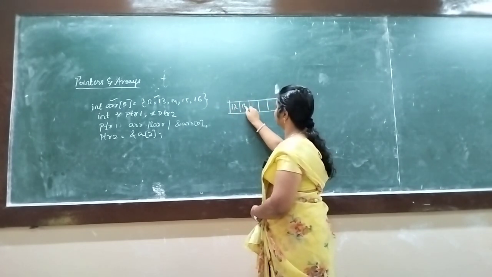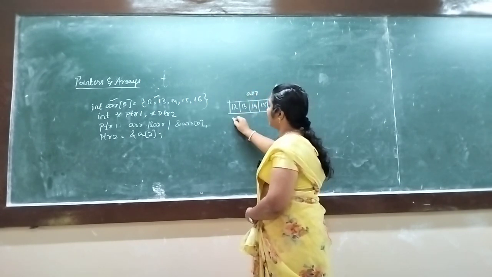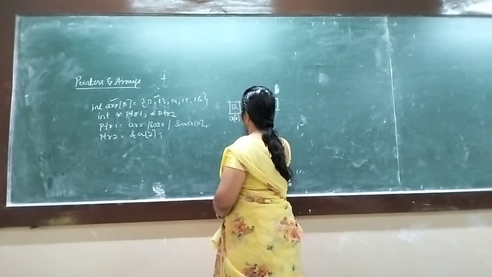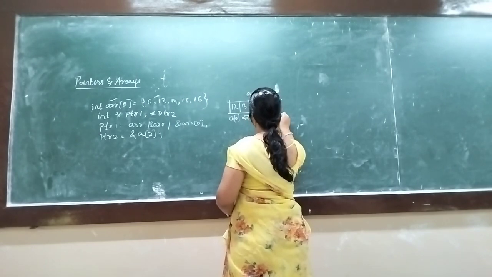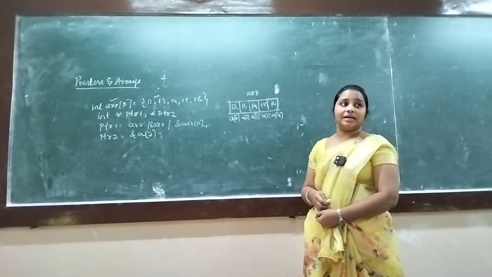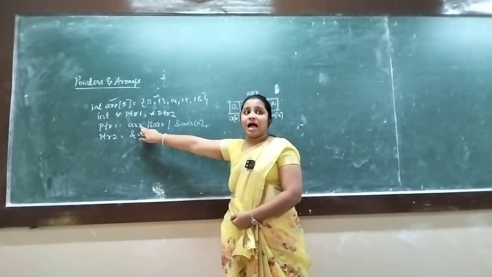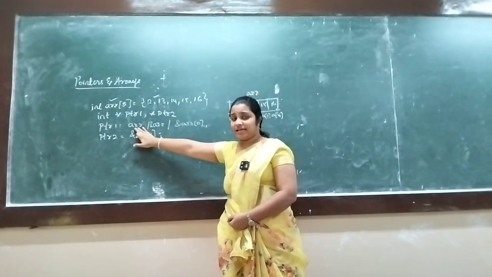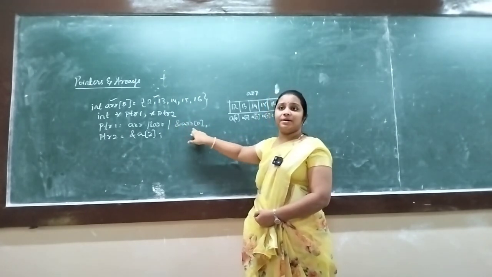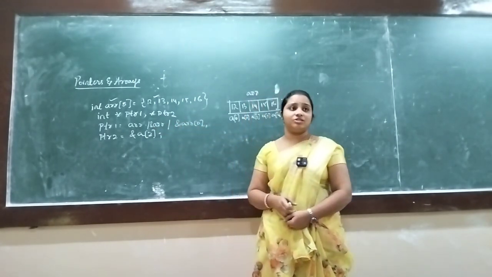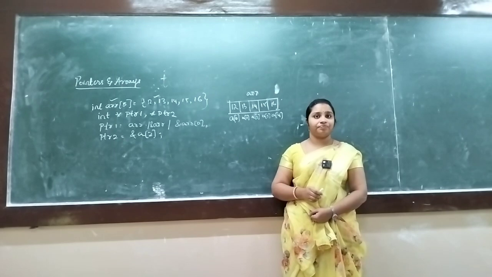Yes. In memory, what will be there? Above it, the array name a of 0, a of 1, a of 2, a of 3, a of 4. Getting it everyone? Now here PTR1 means what? Array. See, here I can declare this array, or I can declare with address. I can declare this with ampersand array of 0. Whichever of these I declare, this pointer points to what? A of 0. Understood? Got it?